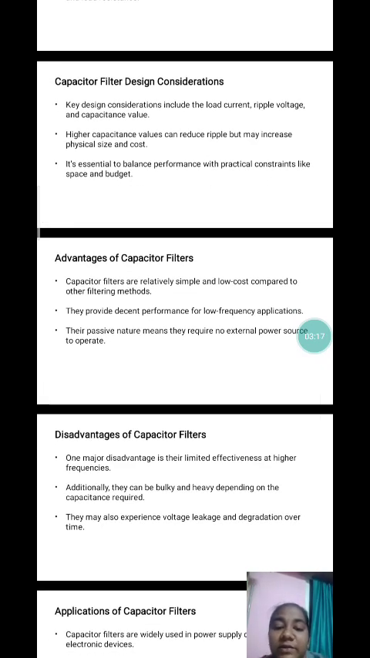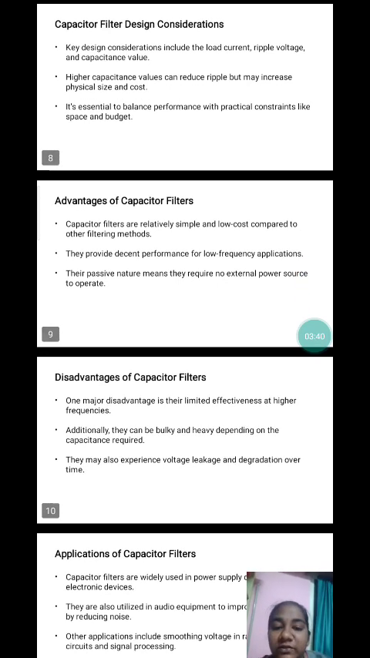Advantages of capacitor filters. Capacitor filters are relatively simple and low cost compared to other filtering methods. They provide decent performance in low frequency applications. Their passive nature means they require no external source to operate.